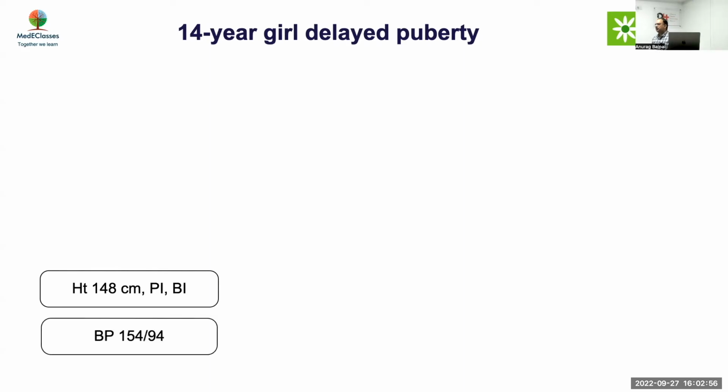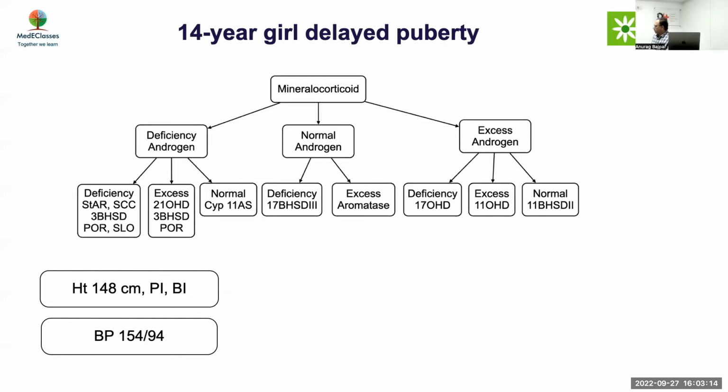BP is high. So you have hypertension along with a female who has a developmental problem. What are you thinking about? So in this case, first of all, I look at the height. Height is tall. So tall girl with delayed puberty with hypertension. So my diagnosis would be 17-hydroxylase or something like beta-HSD. Since BP is very high, so 17-hydroxylase.